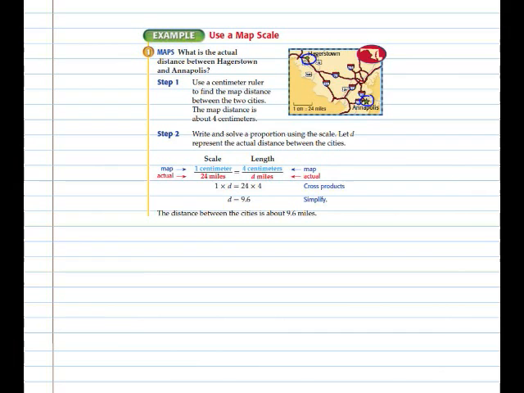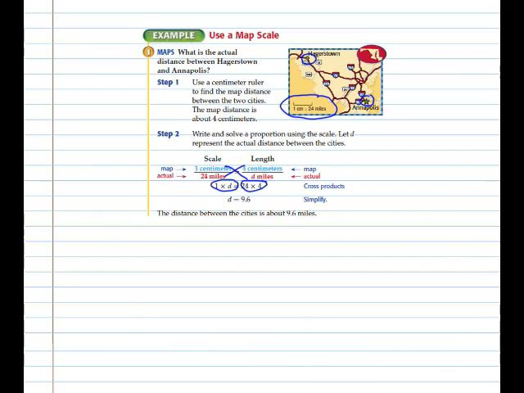In our map, they ask us, what's the actual distance between Hagerstown and Annapolis? We've measured this distance. They've found it to be 4 centimeters. Their proportion is 1 centimeter to 24 miles. That's your scale from your map right here. So we set up our 4 centimeters that we measured to d miles. That's our unknown that we're solving our proportion for. The actual distance from Hagerstown to Annapolis, we do cross products, so we have 1 times d represented here and 24 times 4 represented here.